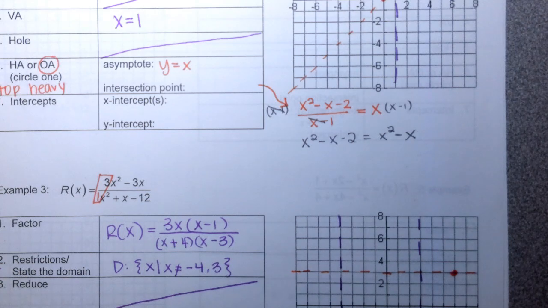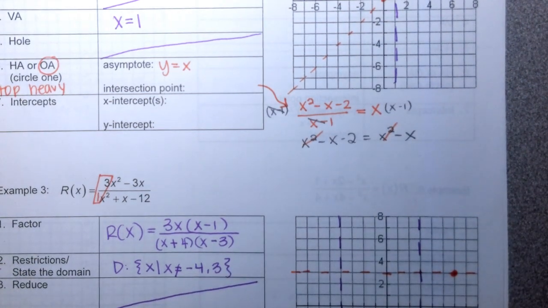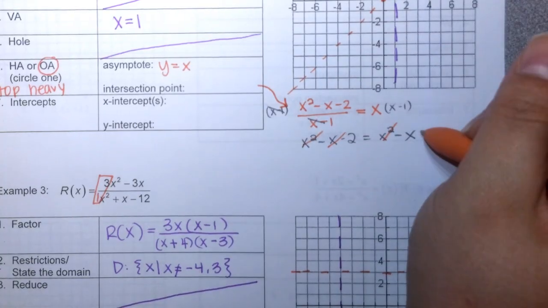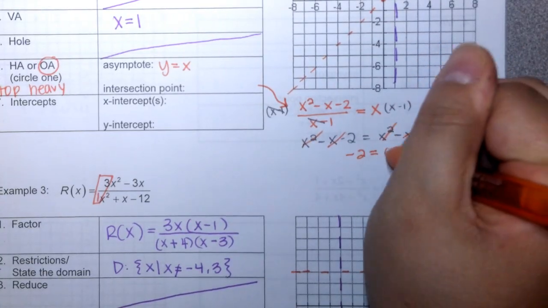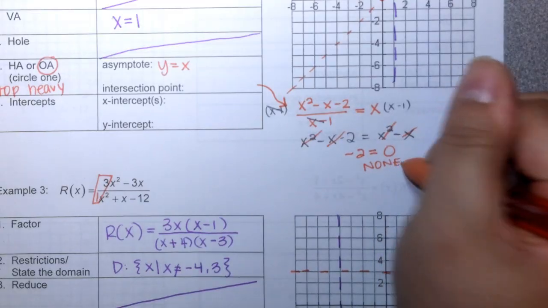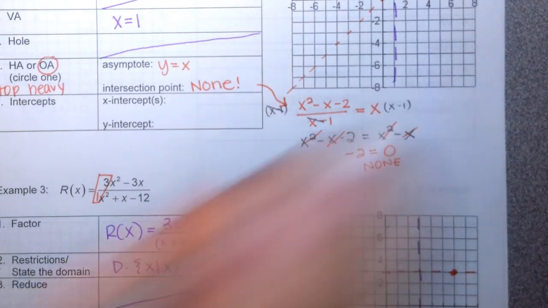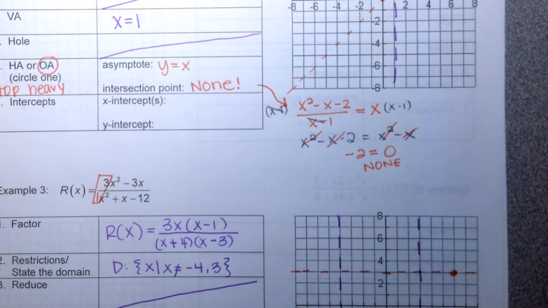What happens to my x squareds? What happens to my negative x's? So does negative 2 equal 0? No. So what does that mean about my intersection point? There's none. So sometimes they're not intersected. Sometimes they are.